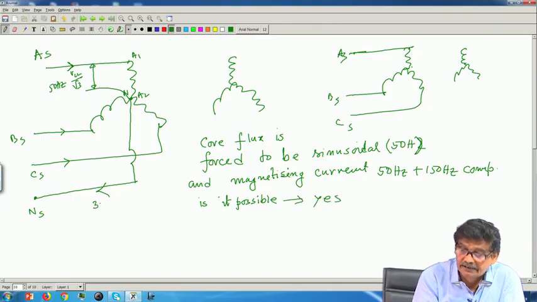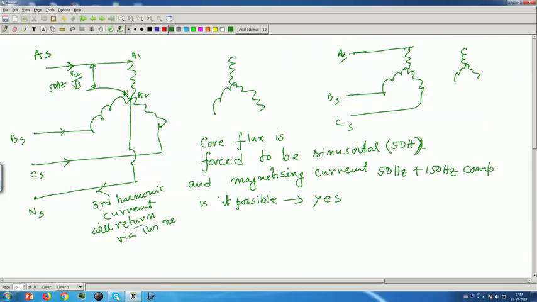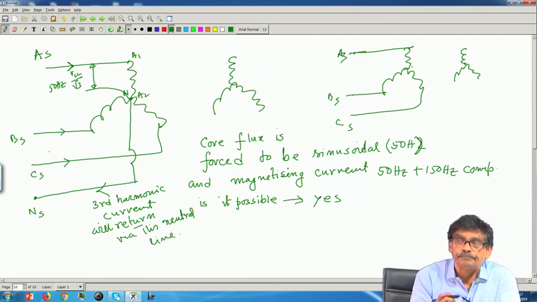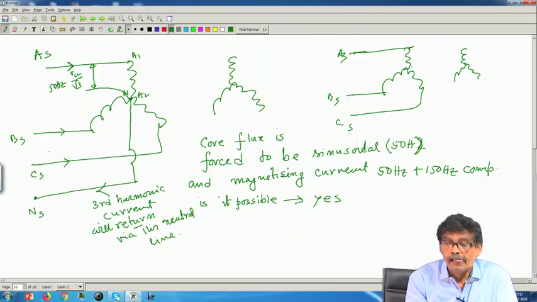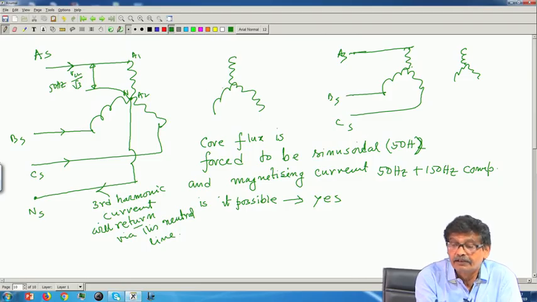Third harmonic current will find its return path via this. Third harmonic current will return via this path, the neutral line. Got the point? And if that be the case, third harmonic current can flow. In this connection, flux will be sinusoidal.